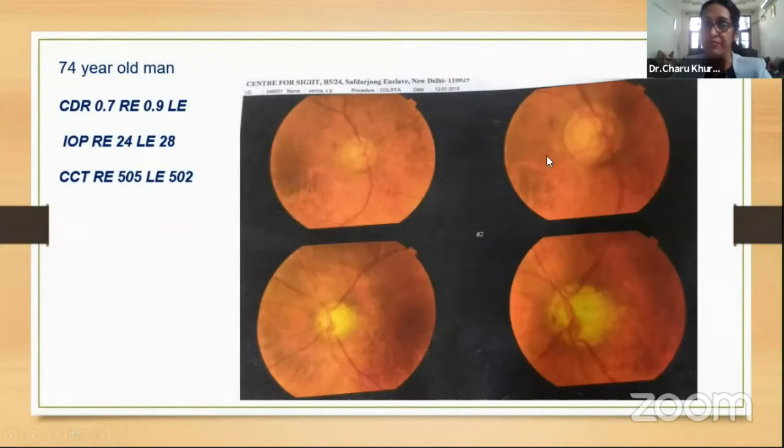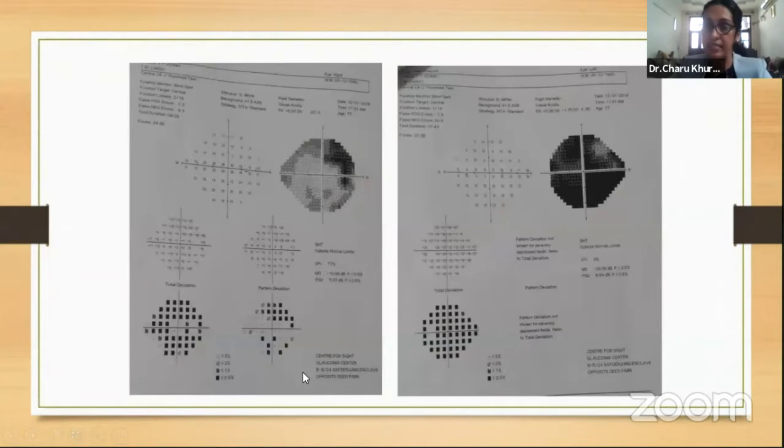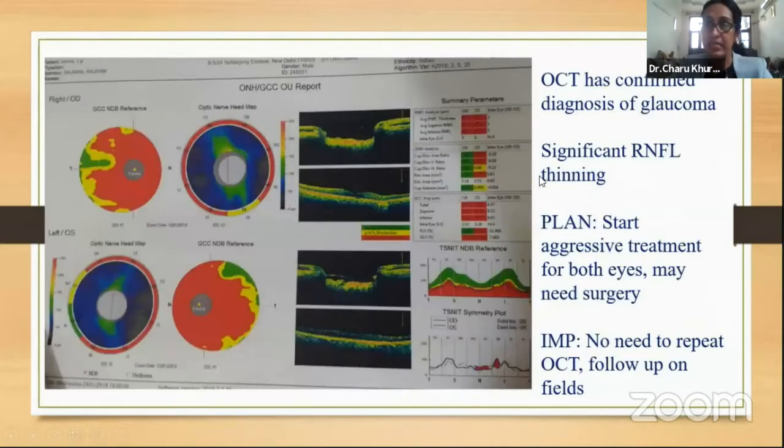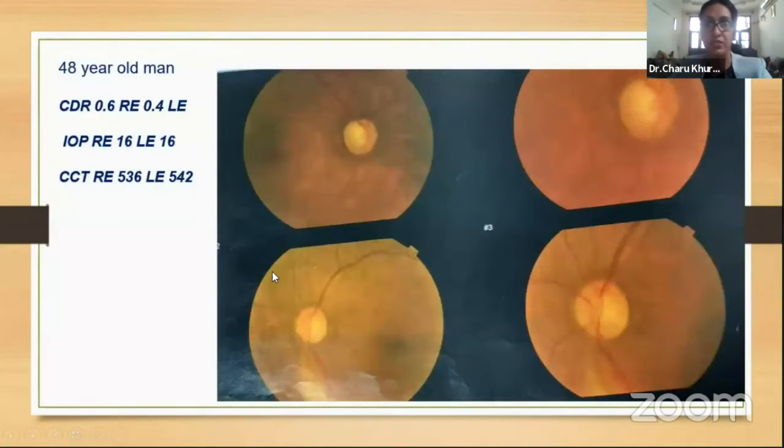In the second patient, we find advanced cupping in the left eye, 0.7 in the right eye, elevated pressures, thin corneas, advanced field loss. This patient presented late, so the OCT helped us to confirm the diagnosis. But the point for this example is that when you have such severe thinning, then you really do not need an OCT to follow it up. You just need to treat the patient with progressive visual fields, and of course treat this particular patient very aggressively. The left eye was taken up for surgery.